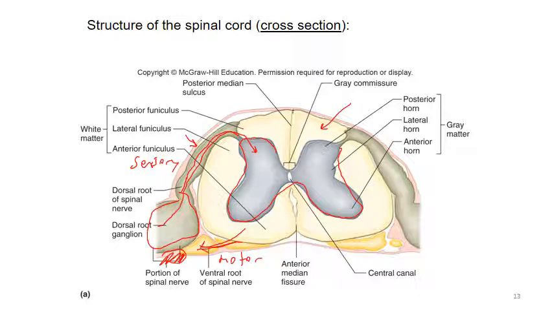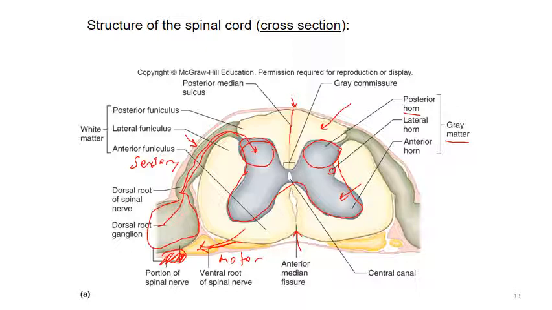This here, separation in the back, a little bit of separation there. That's called the posterior median sulcus. In the front is the anterior median fissure. Okay, then once you know what side is the back, what side is the front, they labeled different parts of the gray matter and the white matter based on this. Posterior horn is basically this part here. Lateral horn is just the sides, and the anterior horn, the front part.